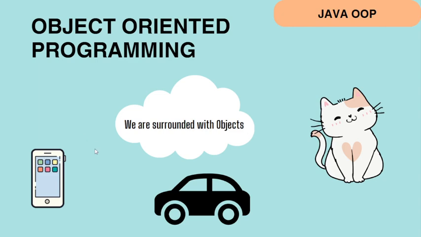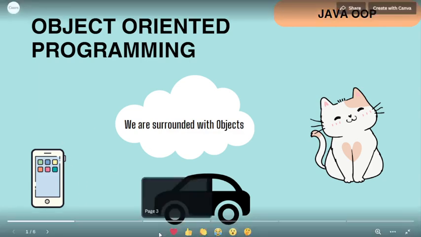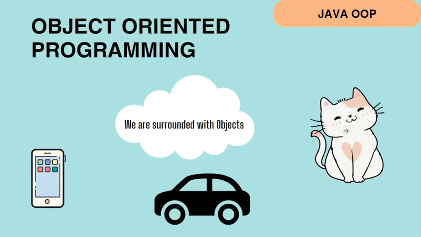Before we jump into coding, let's first understand what object oriented programming is all about. OOP is a programming paradigm that uses objects to design applications and programs. An object can be anything that we see around us. You can see there's a mobile phone, here's a car, and there's a cat.